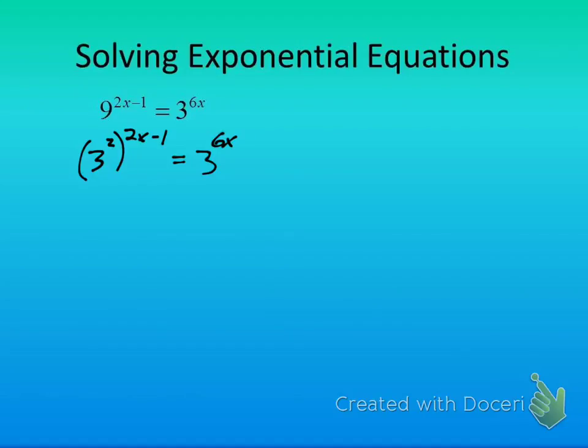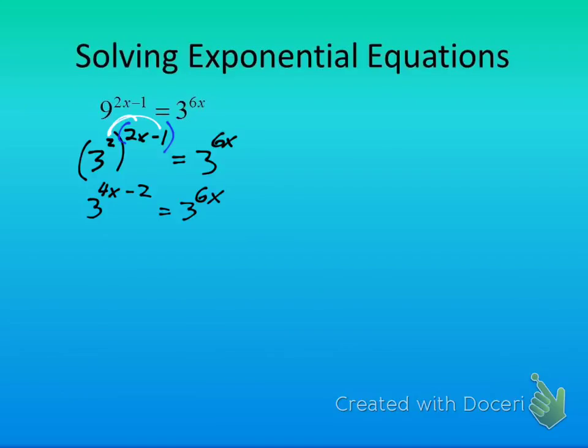Now, power to a power, like Chamberlain was saying up here. That 2x minus 1 is a what? Starts with a B. It's a binomial. So, technically, you should probably put it in parentheses. Because when you do that power to a power, you're going to distribute it. So you're going to distribute the 2 to the 2x and to the negative 1. Are you squaring them or just multiplying? Multiplying. So 3 to the 4x minus 2 equals 3 to the 6x.